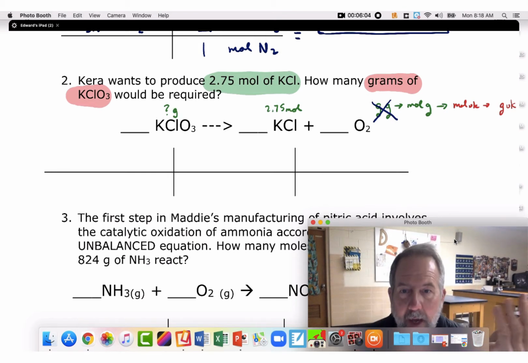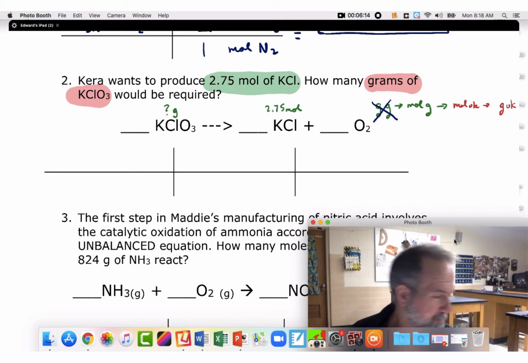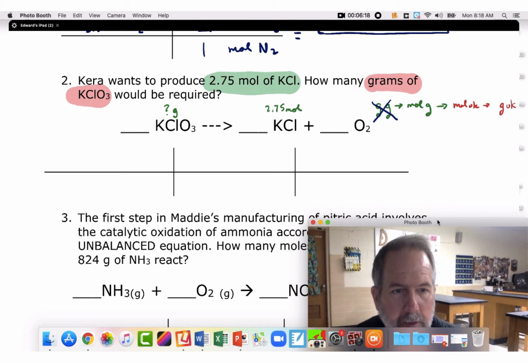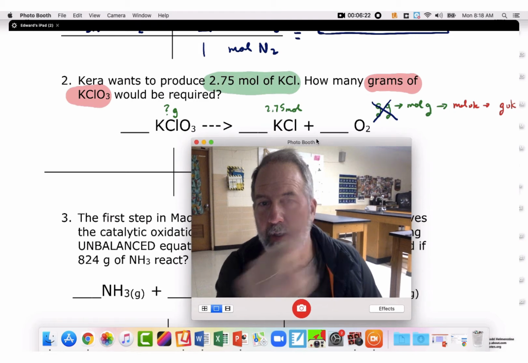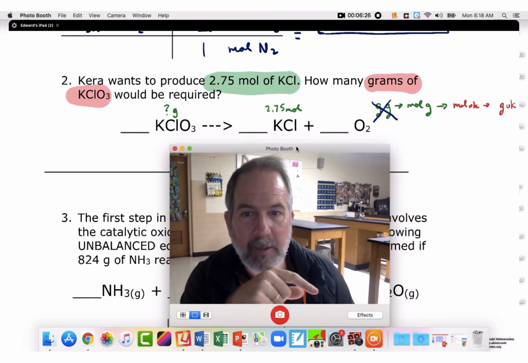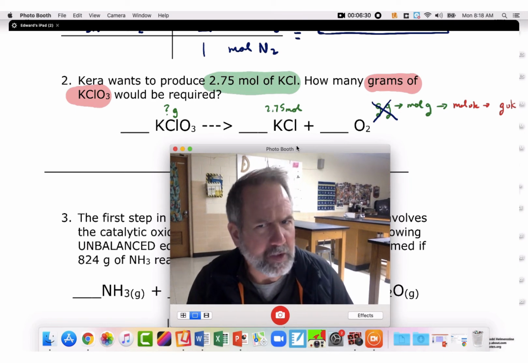All right. Now, this equation's not balanced, so we have to find the oddball. There it is. Look at those oxygens. We have 2 and 3. So if we have 2 oxygens on this side and 3 oxygens on this side, we have to fix that. And the best way to do that is by making the least common multiple 6.